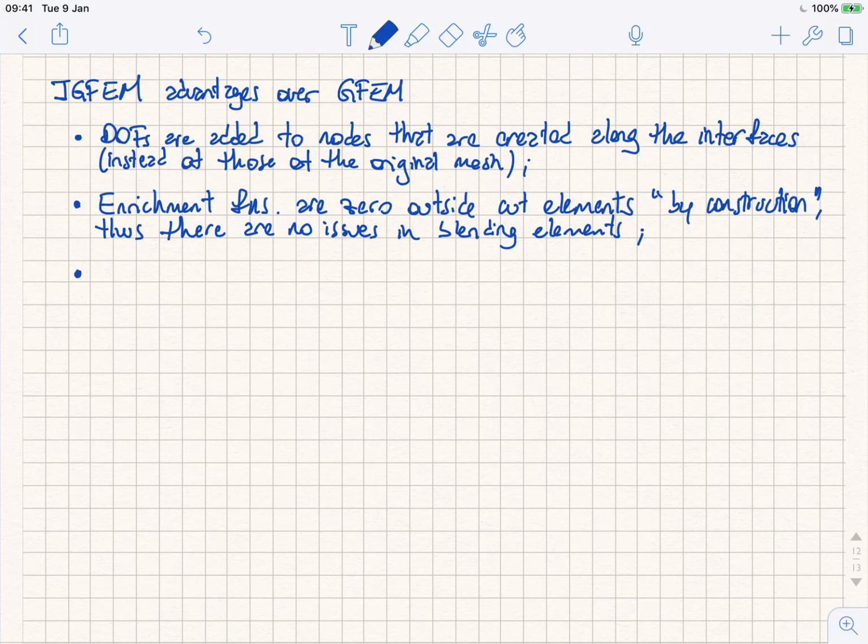Another important difference is that in our case, the enrichment functions are constructed by using Lagrange functions in integration elements. So in GFEM, we have to subdivide elements for the integration purposes. Remember that we do this subdivision to make sure that integration of those functions is smooth, right? If we are dealing with functions that are discontinuous, you want to integrate those functions in a smooth manner, right? So by creating integration elements, we ensure that we're integrating functions that we know can be integrated with the least number of Gauss points.